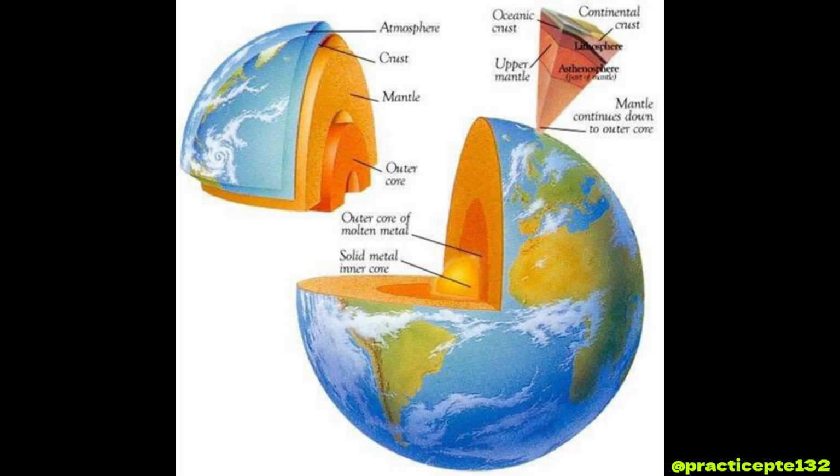You can see from this picture that the third layer is the mantle. You can also see from this picture that the next layer is the outer core. The final layer is the inner core. In conclusion, this picture is very informative.